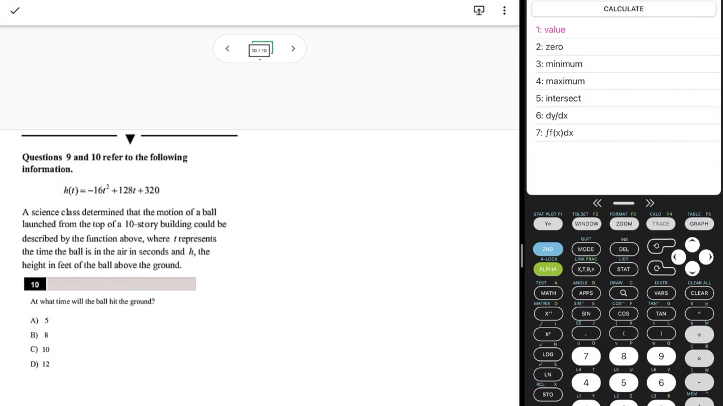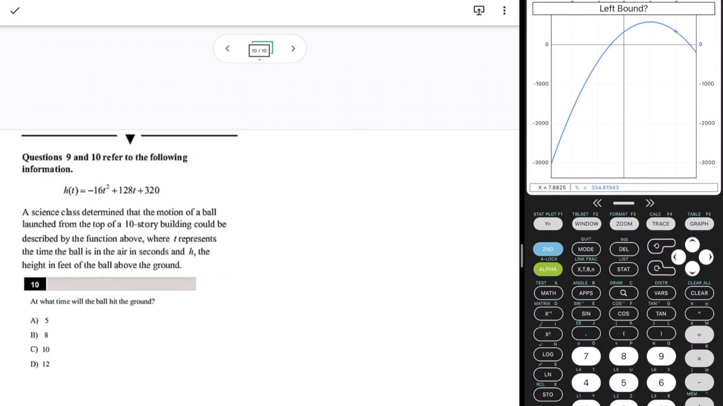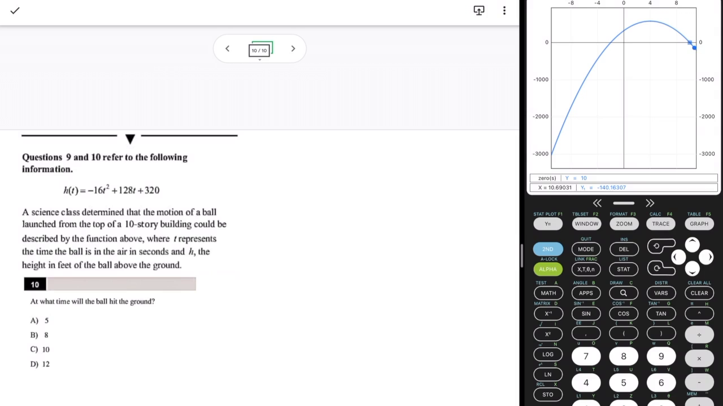We can do second trace to get the calculate menu, go to zero, and then put in the left bound and the right bound of this zero that we want to isolate or narrow in on. And so we see that at the zero, the calculator says x is equal to 10. So this is our answer.